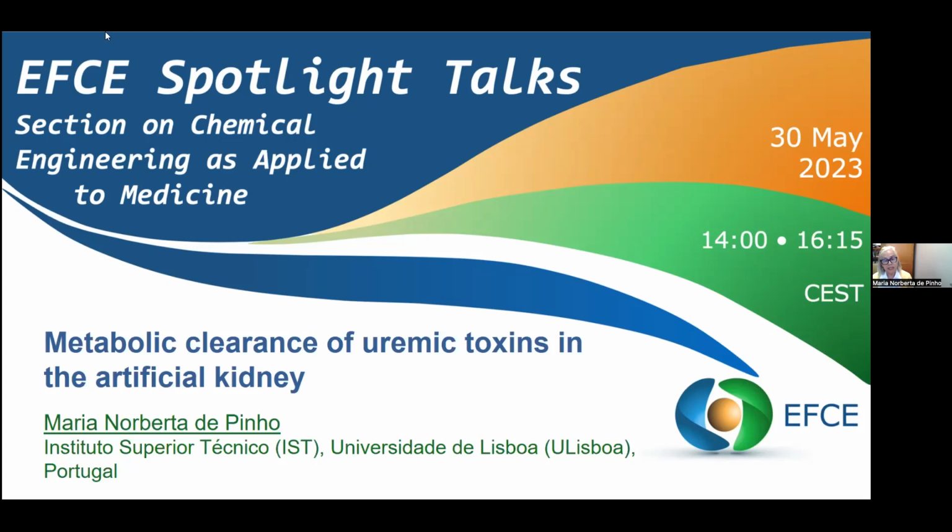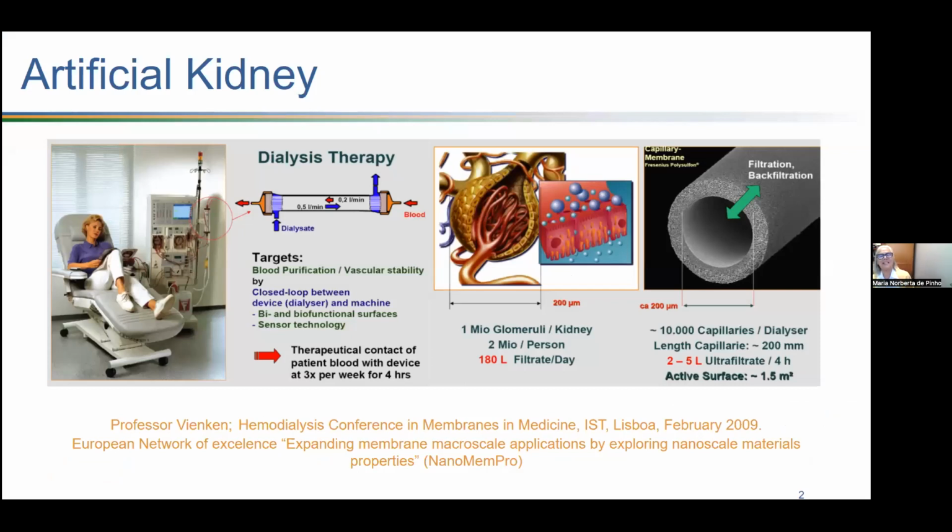Okay, so I will talk about the clearance of uremic toxins in the artificial kidney. The artificial kidney is associated with hemodialysis, and as we see in this slide, we are very far from how our kidneys perform, because they filter a large amount of fluid, 180 liters per day, and in hemodialysis we have treatments 3 times a week for 4 hours, and we remove in these 4 hours only 2 to 5 liters.